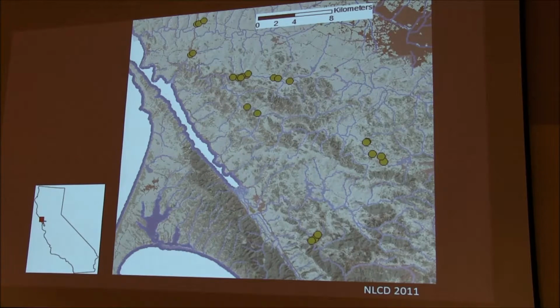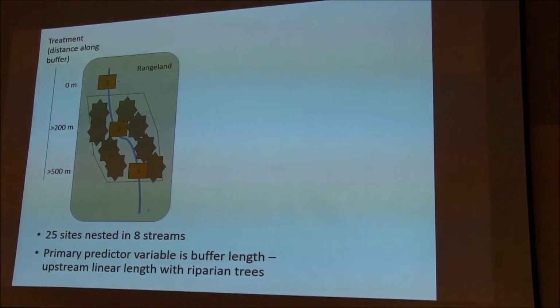This map shows the location of the sites. Each dot is a different sampling site. There are 25 in total, spread across West Marin County, and you can see that they're arranged in clusters. If we zoom into one of those clusters, it looks like this. So each of these yellow squares is a different one of my sampling sites.